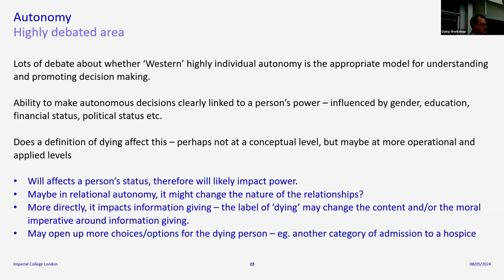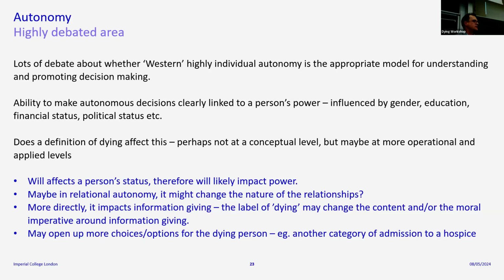I think in relational autonomy, if that's the model you're going to use, or you're tempted to use, it has some strengths, and certainly ethics of care has got a lot to talk to palliative care about. That's one of my many projects that I don't have time to do. But I wonder whether being labelled as dying affects the nature of the relationships. So defining someone as dying or not might impact there.